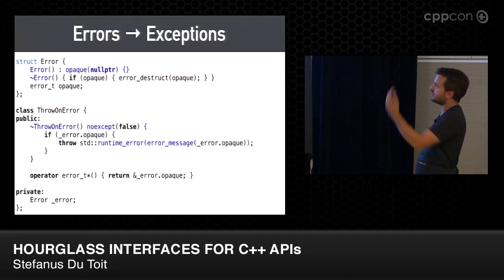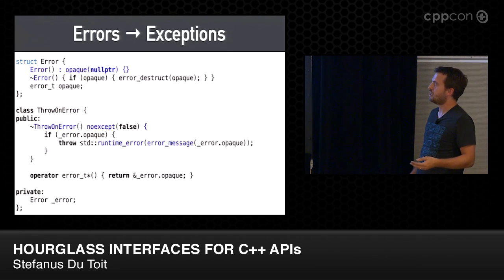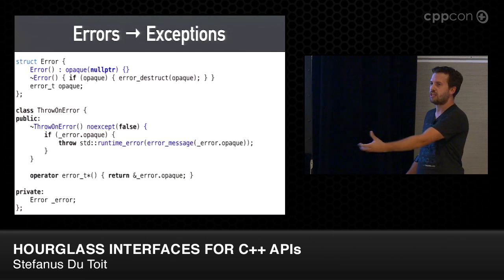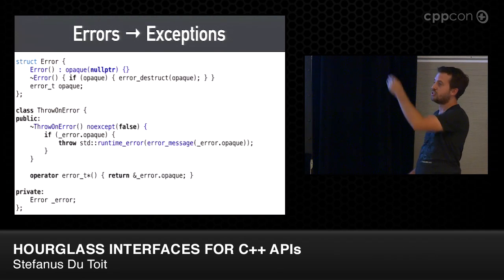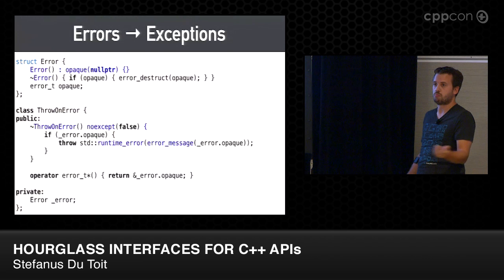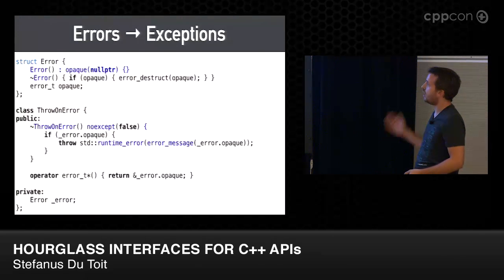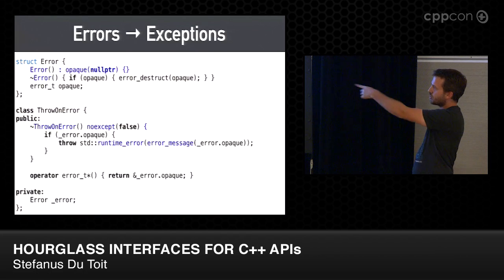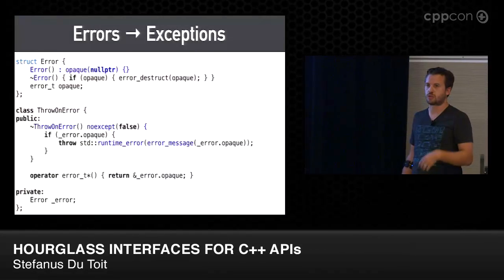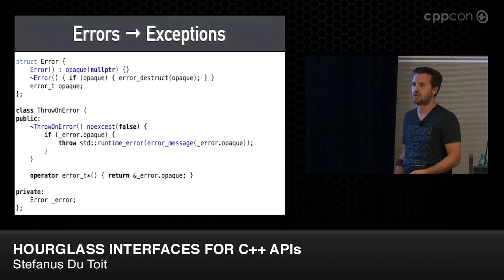So again, this is very simple. What we do is we say, OK, in the destructor, if there's anything in that error, if it's been written to, it's no longer nullptr, then throw whatever the message is in there. And then the last piece of magic is that error T star operator, which is what's going to allow us to pass this guy through as a parameter or as an argument to functions that accept an error T star. And it just returns the address saying, like, here, please shove error information into this location.